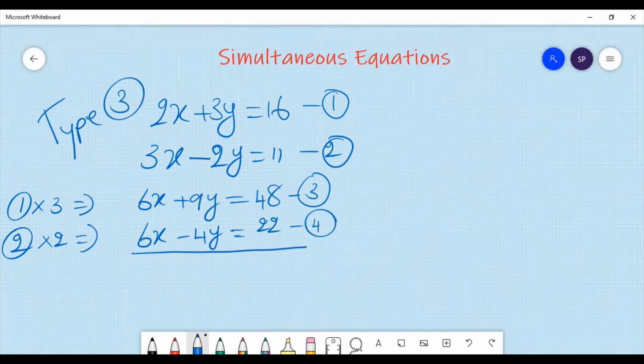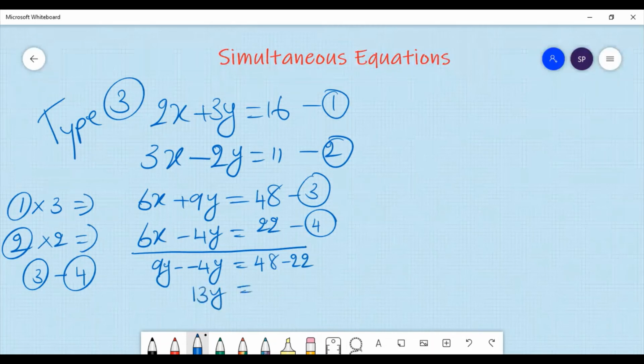Then I'm going to get rid of the x here. So I will have to do equation 3 minus equation 4. So in this case, I'm going to have 9y minus 4y equals 48 minus 22. So this is going to give me 13y equals what? 26. So y is equal to 2. So we just worked out y this time.